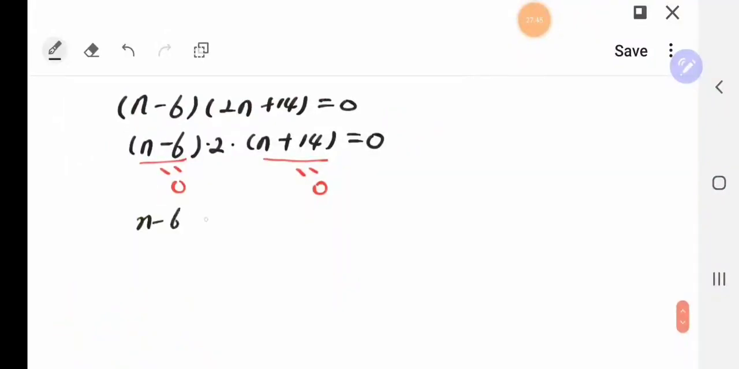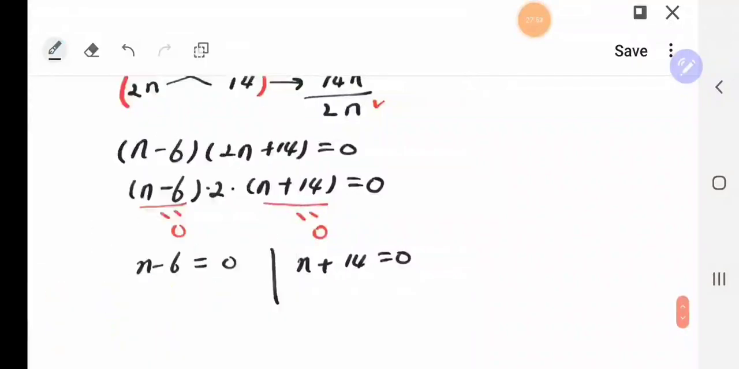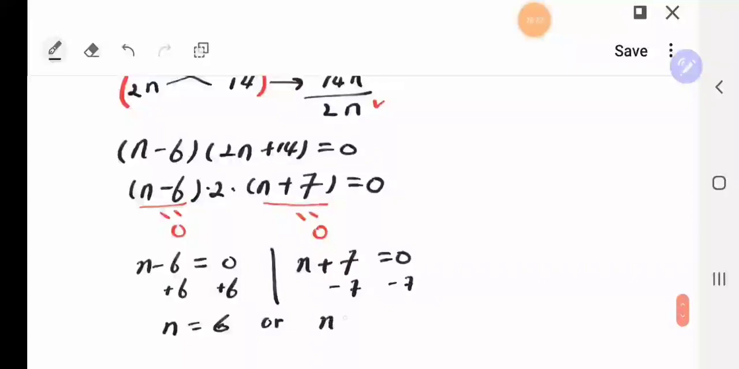So n minus 6 is equal to 0 or n plus 14 is equal to 0. Once you factor out 2, this will be n plus 7, right? 2 times 7 is 14. From the first equation, plus 6 each side, then n equals 6. We have found one value of n. And from the second equation, minus 7 each side, then n is negative 7.